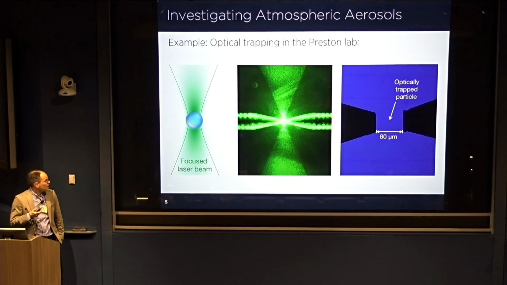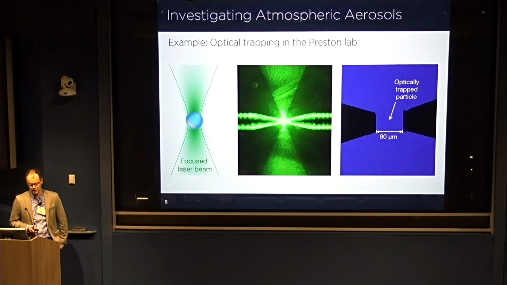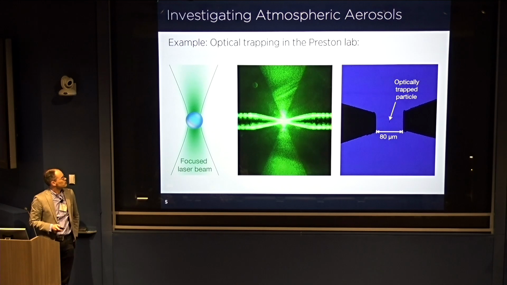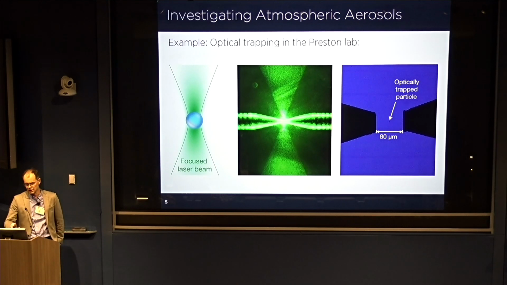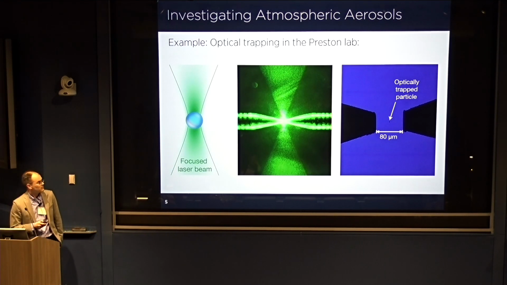What these platforms look like, if we go through an example from my own lab: the optical trap just uses a focused laser beam to hold a single particle. There's a little cartoon on the far left and an actual image of a trap in the middle, where there are two electrodes for reference, and you can see the focused beam. If you zoom in, filter out the green light and use an LED to look at it, you can see the optically trapped particle between the two electrodes, which play no role in the optical trapping but provide scale.